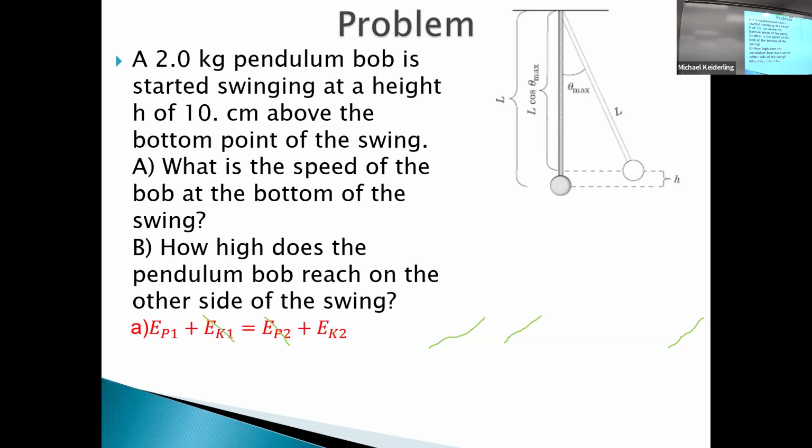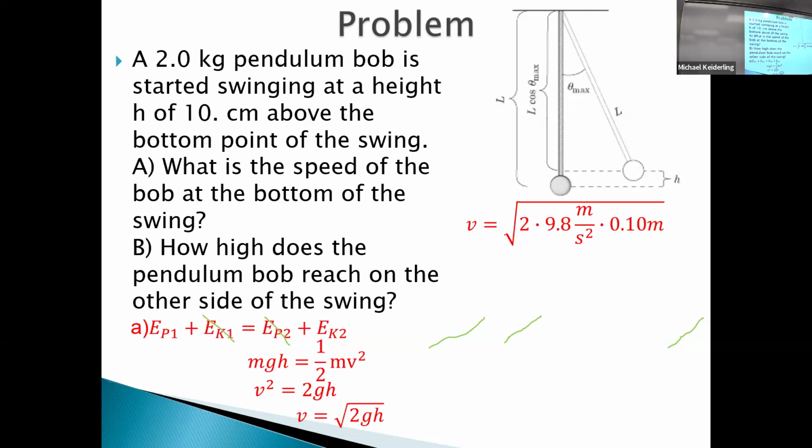So for part A, we know that we start with potential energy and no kinetic energy. And at the bottom of the swing, we have no potential energy and only kinetic energy. So mgh equals 1/2 mv squared. v squared equals 2gh. v equals the square root of 2gh. So the square root of 2 times 9.8 meters per second squared times 0.1 meters. The velocity comes out to 1.4 meters per second.